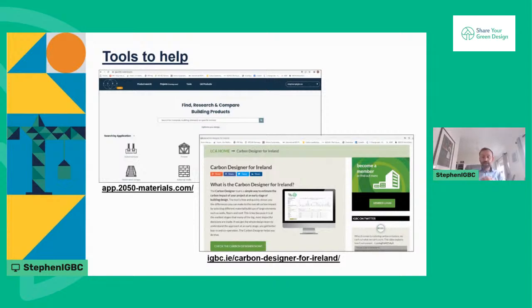The Carbon Designer for Ireland tool lets you quickly sketch out your building idea in numbers, so total floor area and the number of floors that you're planning on. From that, it very quickly estimates the material quantities you're going to need and the carbon impacts that follow from those. So you can see the difference between a timber structure, a concrete structure, and a steel structure, and the contributions of things like finishes that need to be replaced over and over again in a building's life cycle. That's ours, at IGBC. So if anybody's interested in that, then I'm more than happy to give them a demo. Both these tools are free, so do have a look.